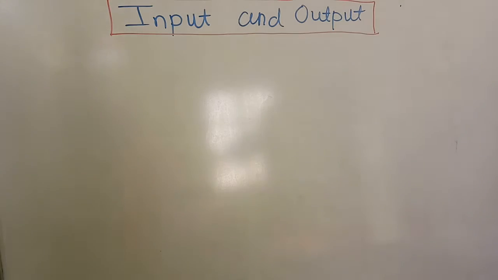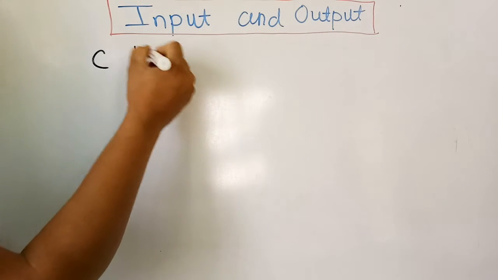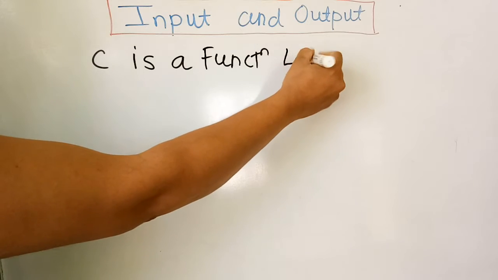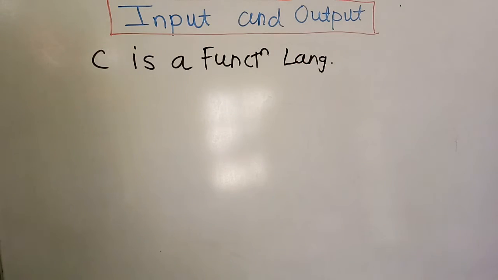Input and output is one of the most beautiful features provided by the C programming language. C is basically a functional language. What is C? C is a functional language. For accepting input and printing the output, the C programming language provides us the ready-made functions.